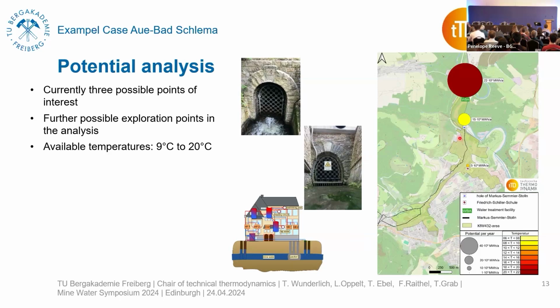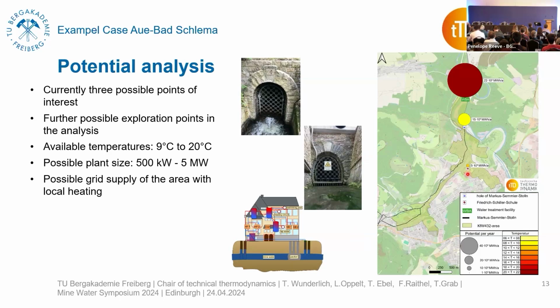We've got a mine water gallery, and we've got the Schiller School, which is the current mine water power plant in this region. And we can calculate more or less a possible plant size, depending on the location, from 500 kilowatt up to 5 megawatt to get renewable energy out of the mine water.